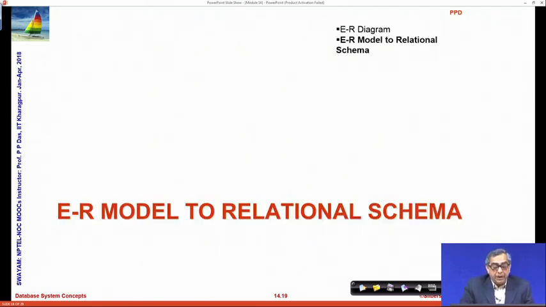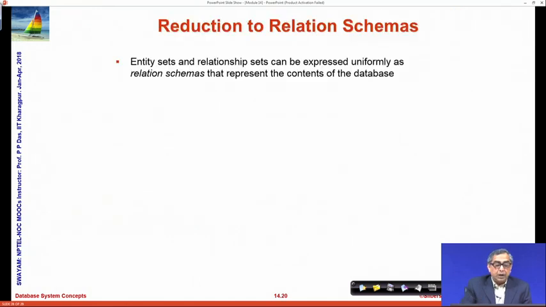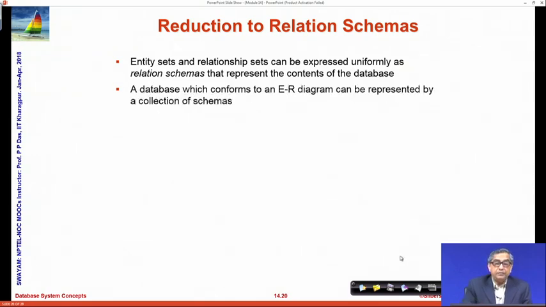Next comes the part where from this model, which is primarily diagram based, we have to go to the relational schema, which is names of relations and attributes, which is pretty much a straightforward job. So, entity sets and relationship sets have to be represented in terms of relational schema. What is the beauty of the ER model and the relational schema is that when you reduce the entity relationship model to relational schema, both entity sets and relationship sets turn out to be relational schemas.